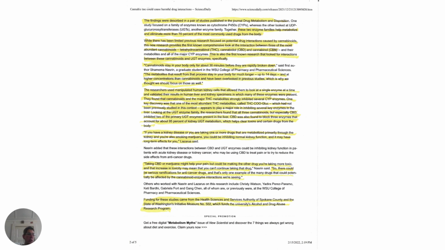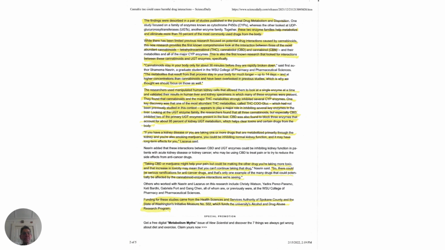To close, funding for these studies came from the Health Sciences and Services Authority of Spokane County and the State of Washington's initiative, Measure 9502, which funds the university's alcohol and drug research program.